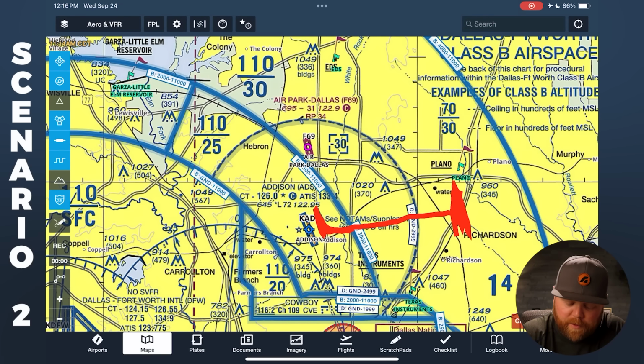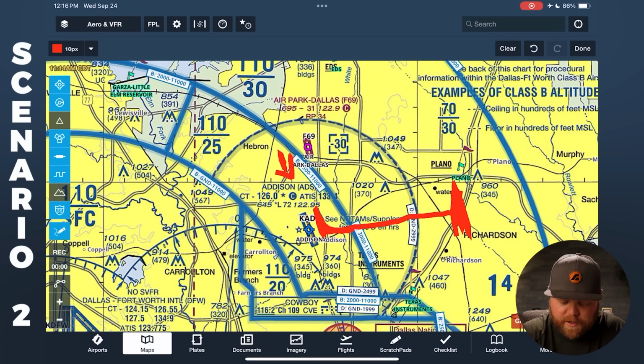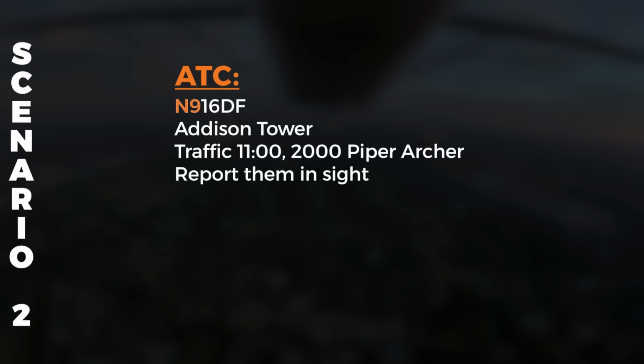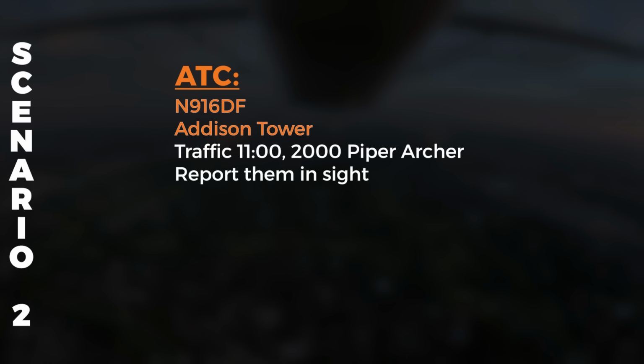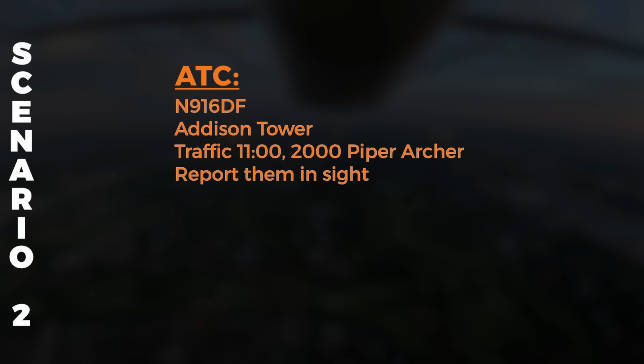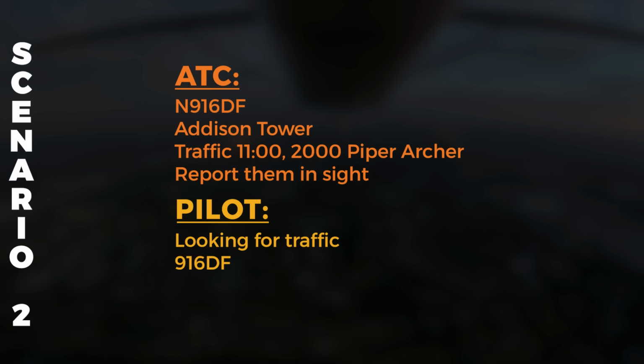A few things that could happen. One is they could tell you to start looking for traffic, and let's pretend there's another bogey over here. So you turn your downwind, and they give you the call: "November 916 Delta Foxtrot, Addison Tower, traffic 11 o'clock, 2,000, Piper Archer. Report them in sight." You would tell them, "Looking for traffic, 916 Delta Foxtrot."